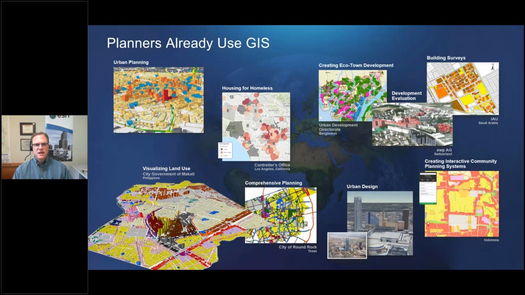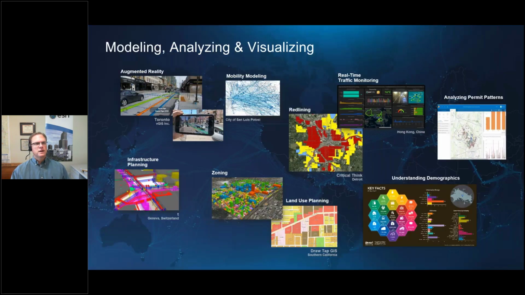So I just wanted to provide some examples. GIS is being used in the controller's office in Los Angeles for being able to identify locations to house homeless. Again, being able to visualize urban planning in 3 dimensions, being able to have an interactive community planning system where you're getting feedback from the public. It's also being used to model and analyze and visualize data, right? So it's not just a map, there's analysis tied to it, right? So being able to use augmented reality, where imagine being able to take a device out in the field and being able to see the zoning or the building envelope for a particular parcel.